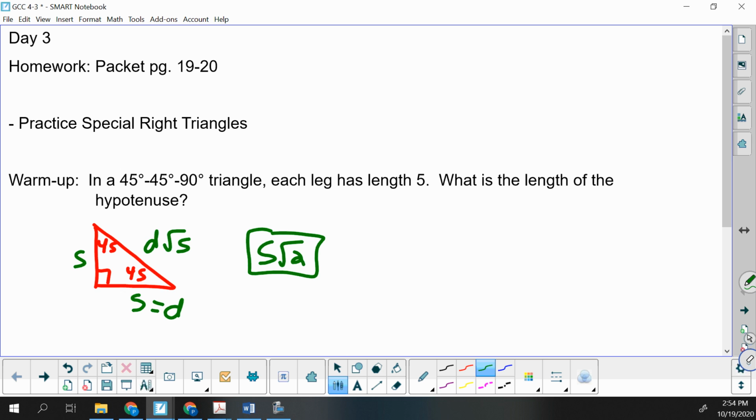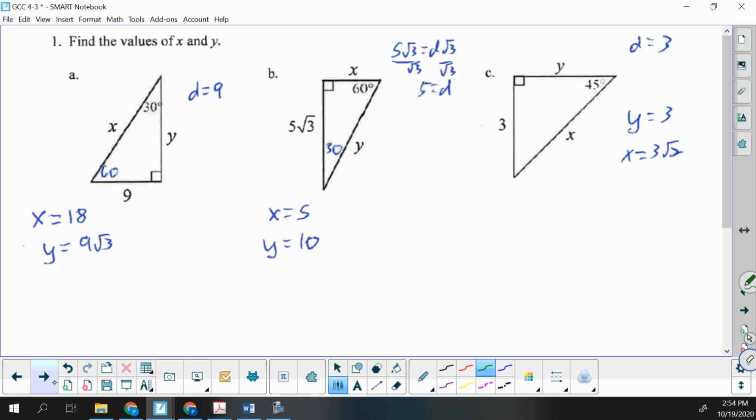All right, moving over to the homework. So in 1A, our D is what is across from the 30, so D is just 9. D radical 3 is across from 60, so we had 9 radical 3. And 2D is across from 90. 2 times 9 is 18.